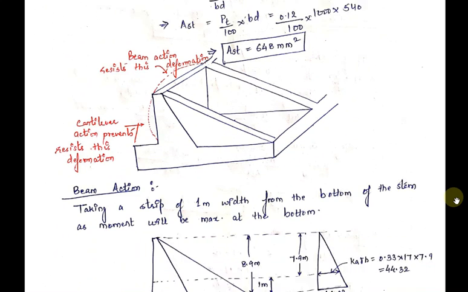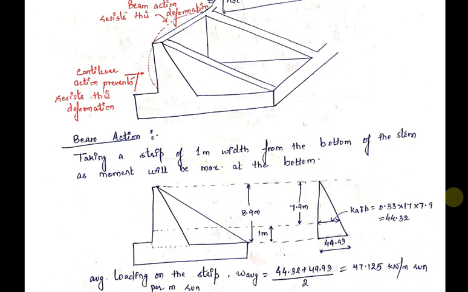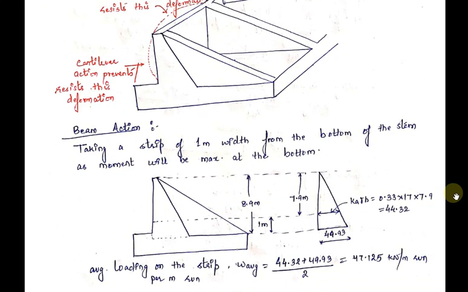Now we will see the beam action. We know that the beam action will take place along the y-axis, that is along this direction, and the beam action will also be most prevalent at the base. See, we are taking the base because, as you can see from the soil pressure distribution diagram, soil pressure is minimum at the top and it is maximum at the base.